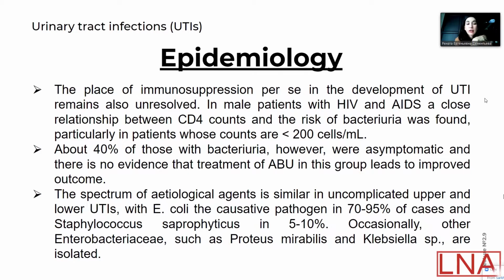The spectrum of etiological agents is similar in uncomplicated upper and lower urinary tract infections, with Escherichia coli the causative pathogen in 70–95% of cases, Staphylococcus saprophyticus in 5 to 10%, and occasionally other Gram-negative rods and groups of Enterobacteriaceae such as Proteus mirabilis and Klebsiella are isolated.